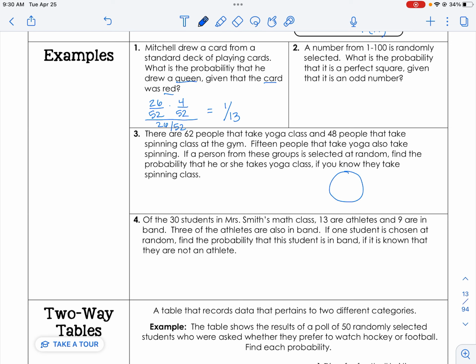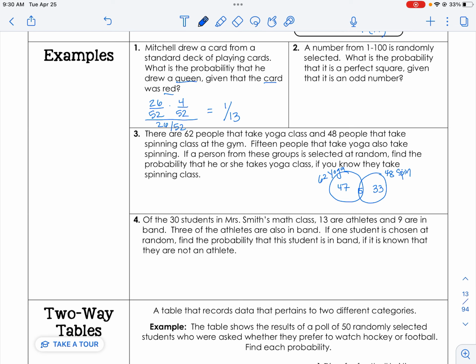I know that a total of 62 people take yoga, and I know that a total of 48 people take a spin class, and that was 62 in a yoga class, and I know that 15 do both. So 48 minus 15, that leaves 33 that take only spinning, and 62 minus 15 leaves 47 people that only take yoga.